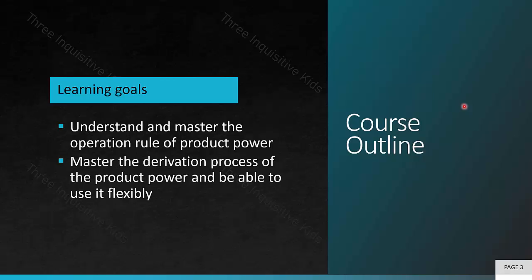Our learning goals for today are to understand and master the operation rule of the product of powers property, and then to master the derivation process. That's a fancy word. Derivation means how to prove the product of powers property. And then we're going to learn how to apply it flexibly to all sorts of problems.